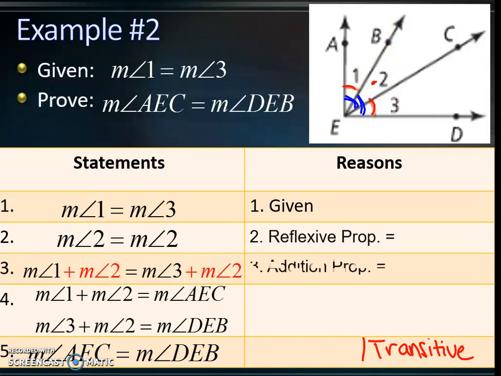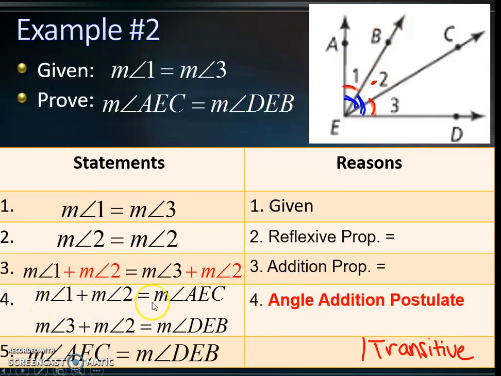And then the next one, you're going to add angle 2, add angle 2. They're going to give this to you. What you see is adding the same thing left and right. That's addition property of equality. Next one, angle addition postulate. So angle 1 plus angle 2 equals angle AEC. Right here, if you add these two, that's AEC. If I add 3 and 2, that's DEB. So that's called angle addition postulate.